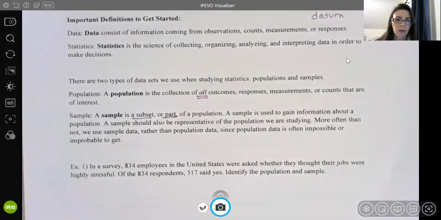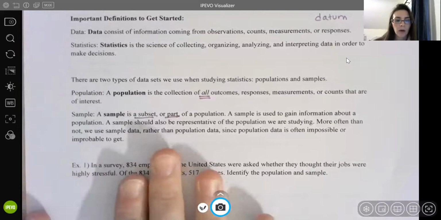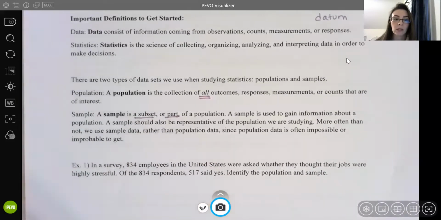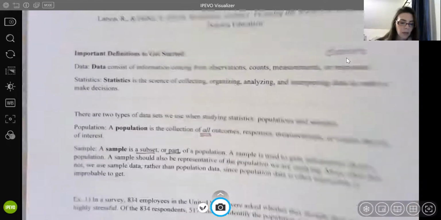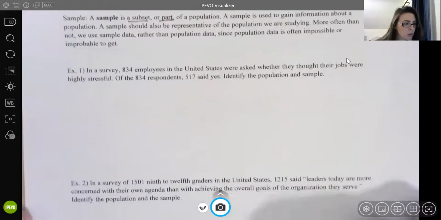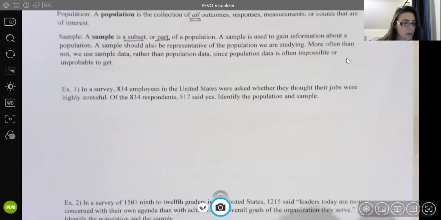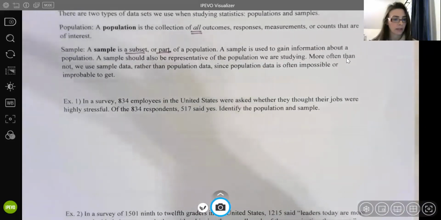So there's a lot of work that goes into that. And again, we'll talk about that more in chapters 1 and 2. How can you get a good sample so that you're able to look at it and get a good idea of what's going on with the population? So the first thing we're going to do here is look at 2 different examples of how to distinguish between sample data and population data.